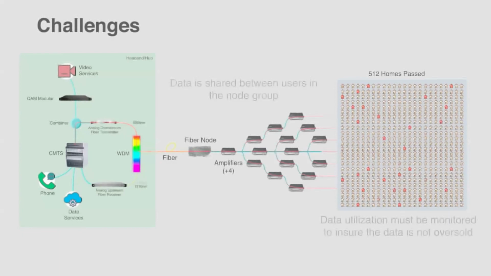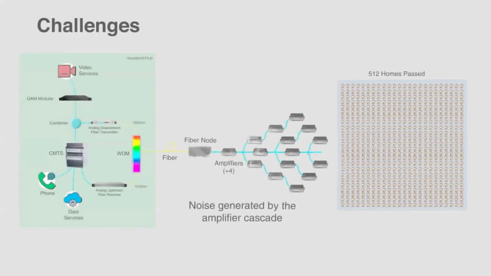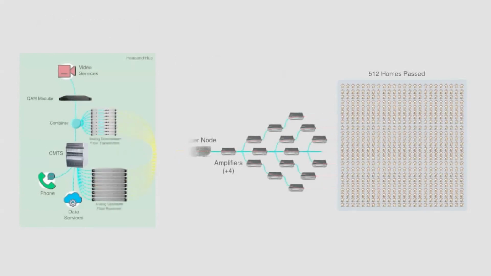Another drawback to this architecture is the noise generated by the analog fiber link, as well as the cascades of amplifiers. In order to offer higher data rates, we must use a higher modulation, whether it's 512 QAM or 4096. For these higher order modulations to work, the signal to noise must be improved. Also, the combined noise in the upstream from each of those 500 homes generates a large portion of the upstream noise. One way to overcome these challenges is by doing node splits.